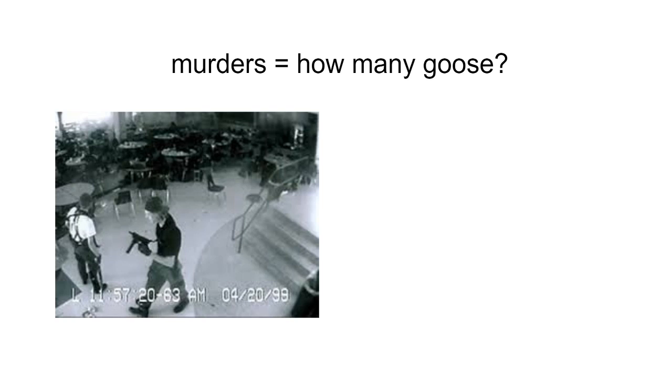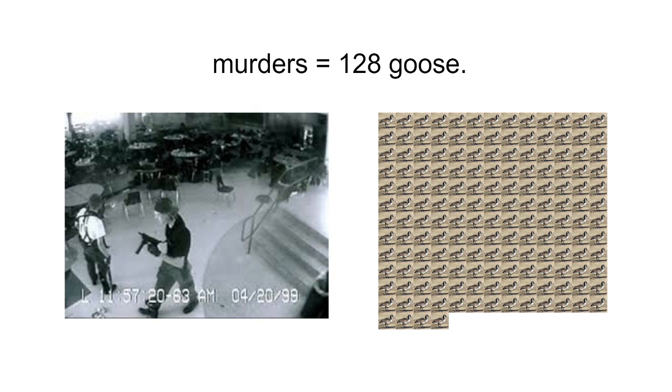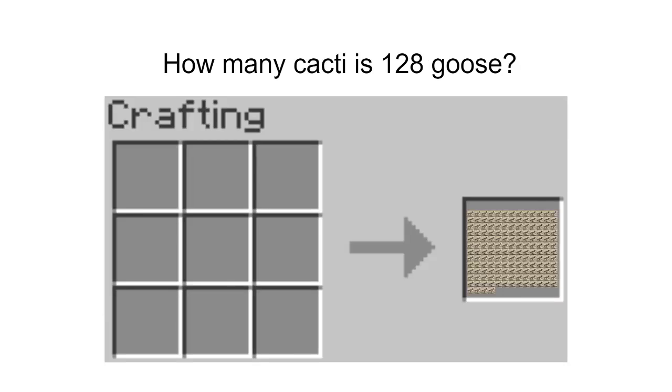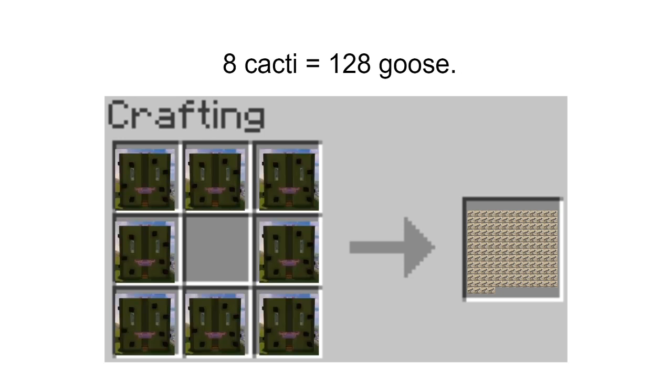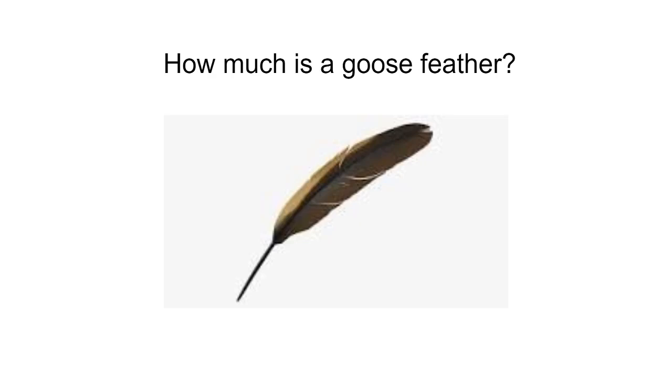One murders is how many goose? I'll give you a second to write it down on your paper. This is a test. This is a pop quiz. You're wrong. It's 128 goose. And how many cacti is 128 goose? No, you're wrong. It's 8 cacti. 8 cacti is 128 goose.